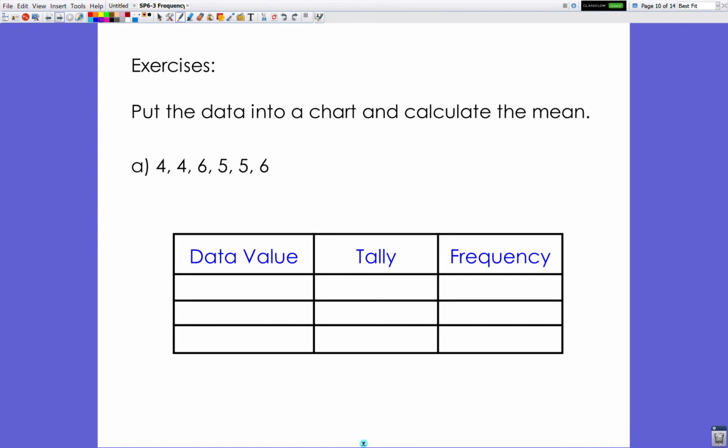Now you pause the video and give it a try. I want you to fill out the tally chart and then use that tally chart to find the mean of this data set. When you're ready, play the video and we'll go over the answers.